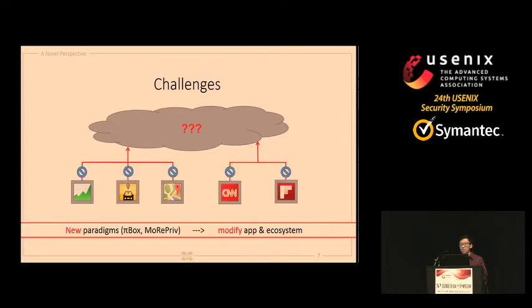Existing works such as PyBox or MoRePriv propose new computing paradigms. They suggest modifying mobile applications, reducing the functionality of the mobile applications, and shifting part of the functionality to a trusted cloud provider or trusted operating system, which I agree is useful. However, the problem is that it is not compatible with our existing ecosystem, which may become too big to change in a fundamental way.